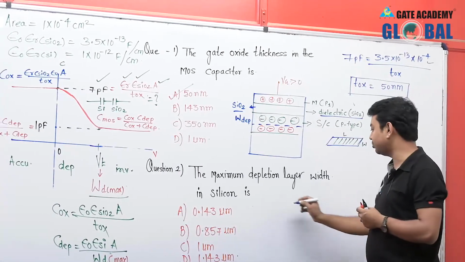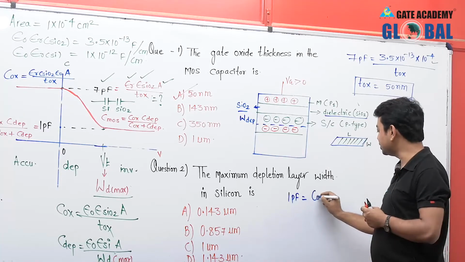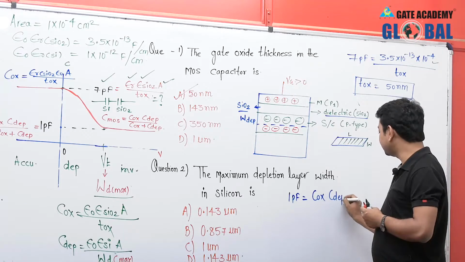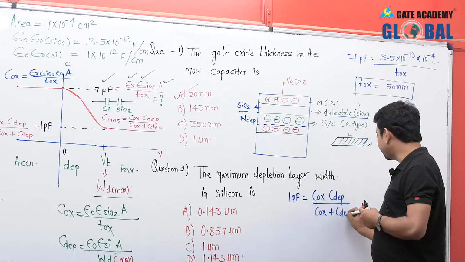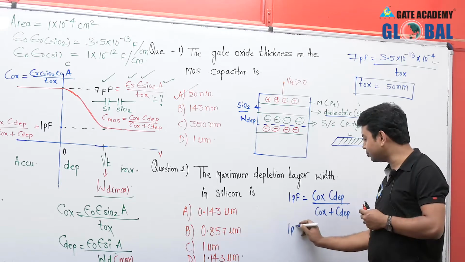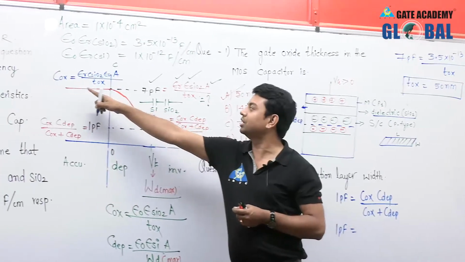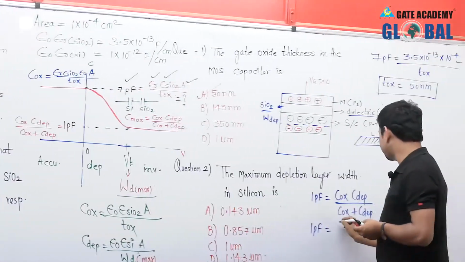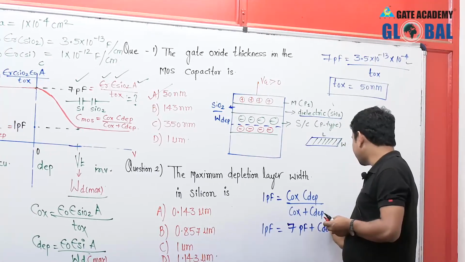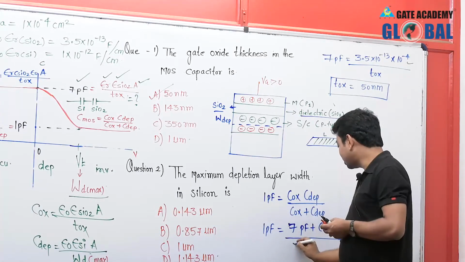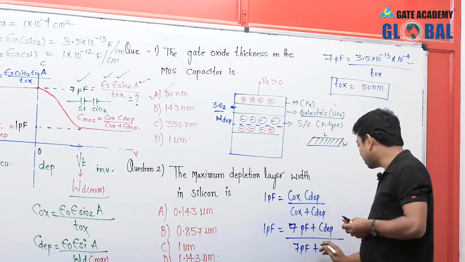So first of all, I will write 1 picofarad is equal to COX into C depletion divided by COX plus C depletion. So this will be 1 picofarad, and we have COX equal to 7 picofarad. Here, this is COX. So this will become 7 picofarad plus C depletion, which we don't know, divided by 7 picofarad plus C depletion.